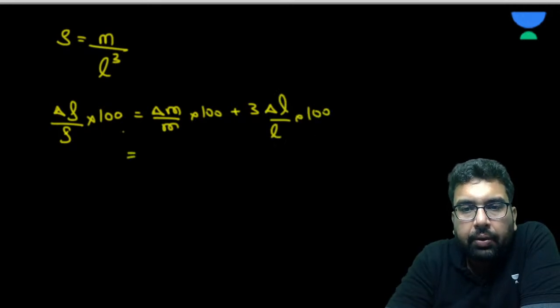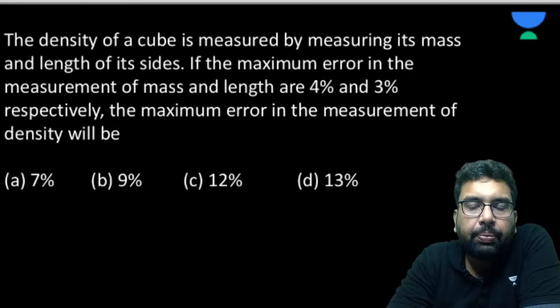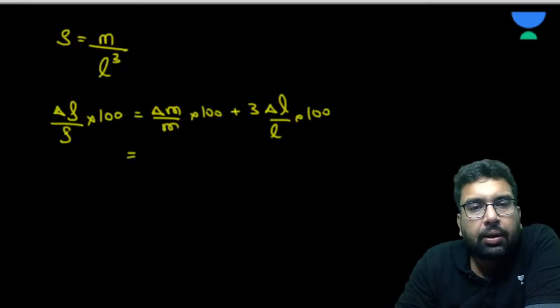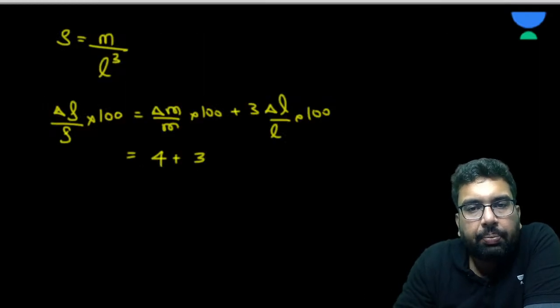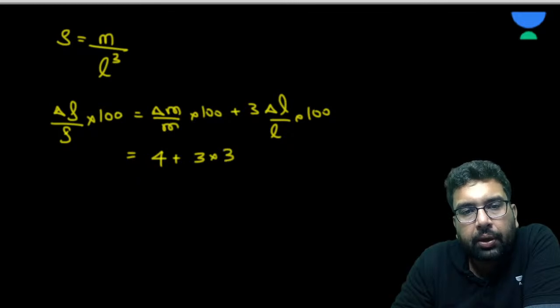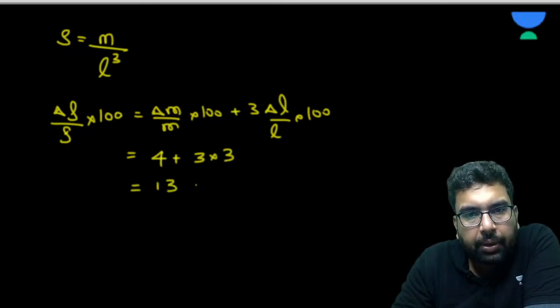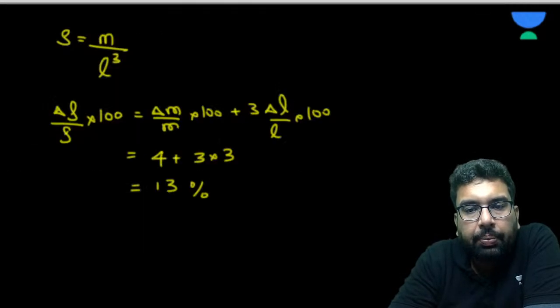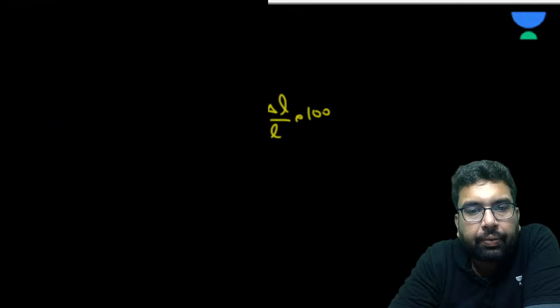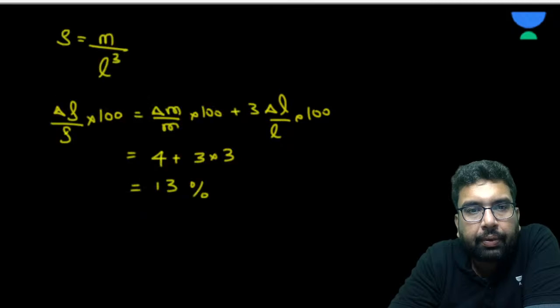Right. So what is given in the question? The maximum error in the measurement of mass is 4%, and the error in the measurement of length is 3%. So this is going to be 13%. Right, this is going to be 13%, isn't it? Please answer me, guys. Yes or no? So yes, sir, this is 13%.